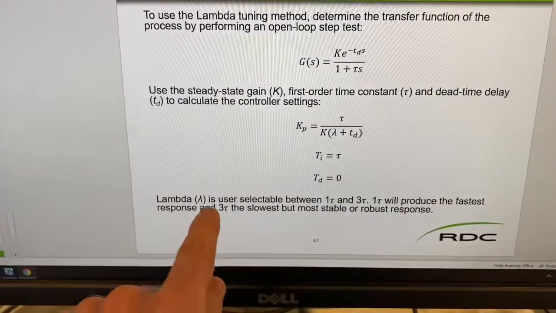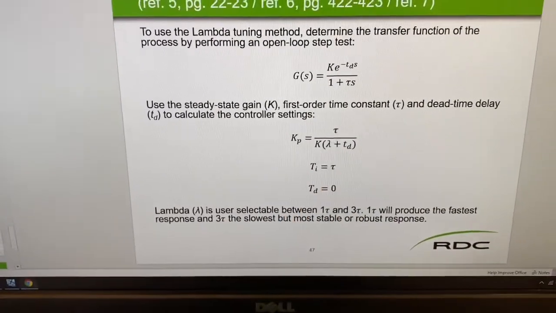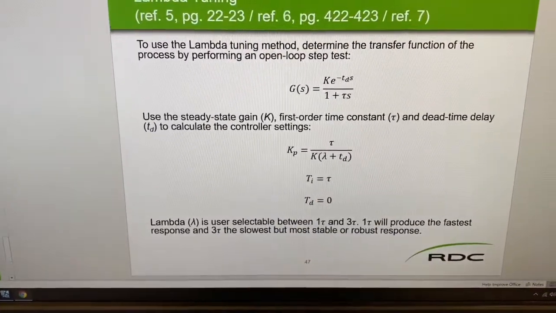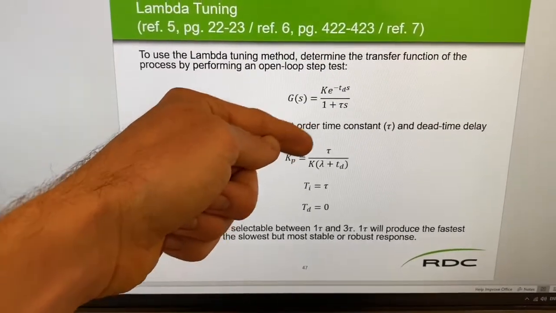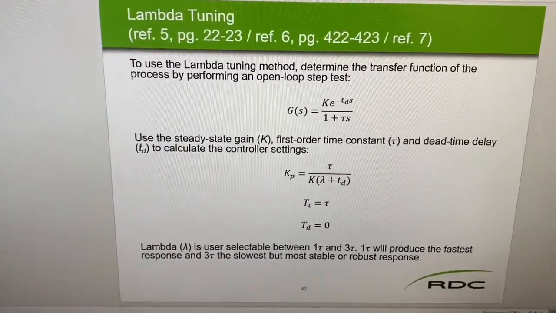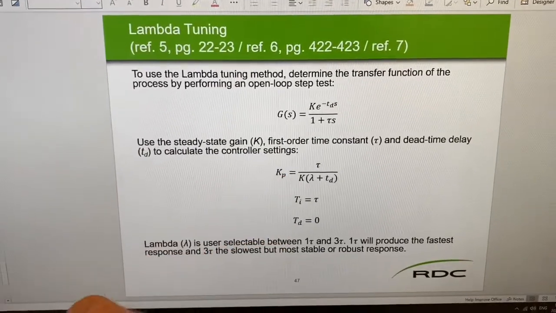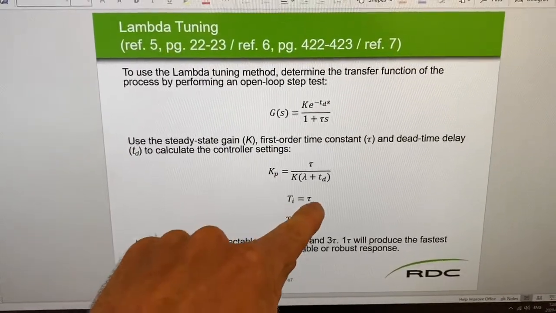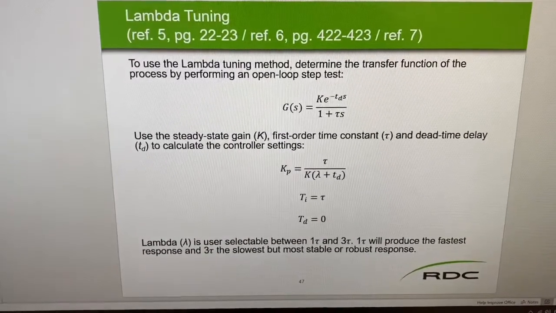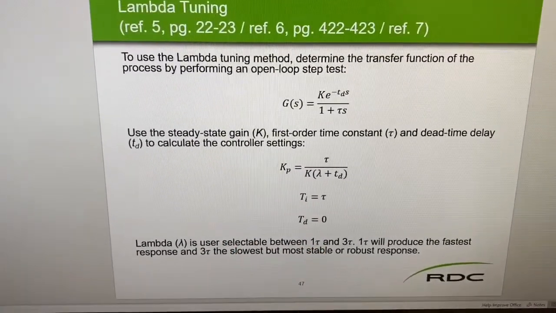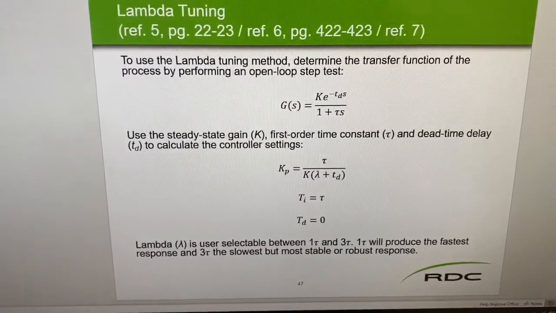So that would mean that we use a lambda value of 1, dead time of 1, and then we're going to use the 2 values that we calculated back in Lab 1 to figure out our proportional gain setting that we're going to use for our controller. And then we will be using our first order time constant as our reset time.